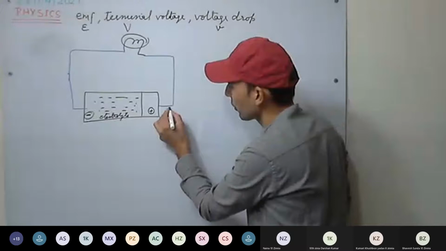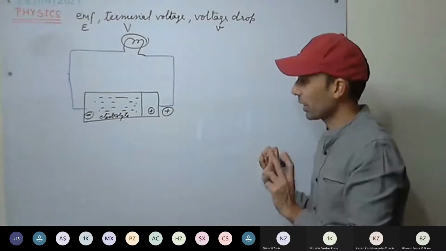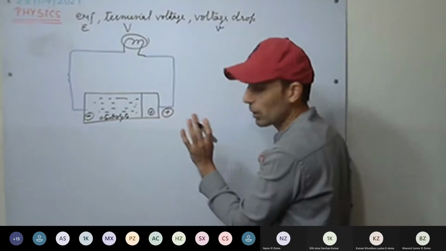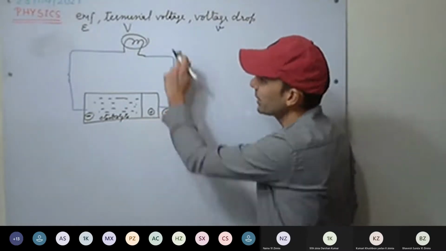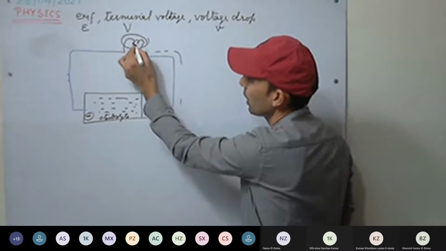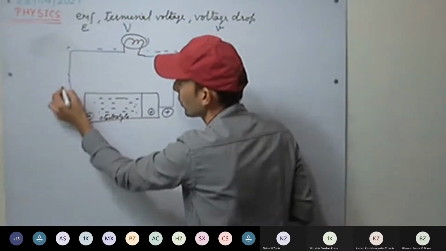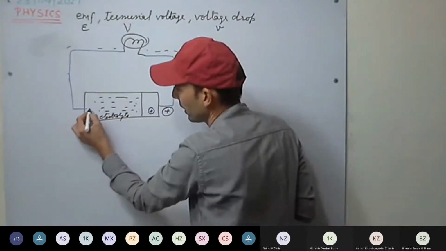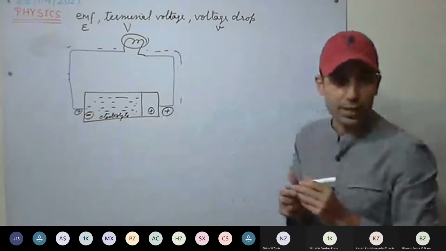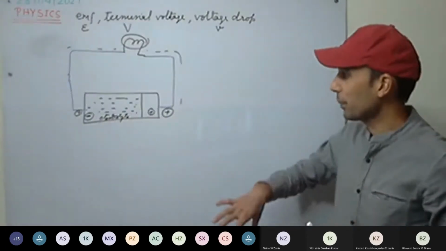So for example, this is our one positive charge. We are taking a unit positive charge. As the circuit is complete, it flows in the circuit, goes this side to the bulb, it glows and goes to the negative terminal. It enters here, this positive charge enters here.